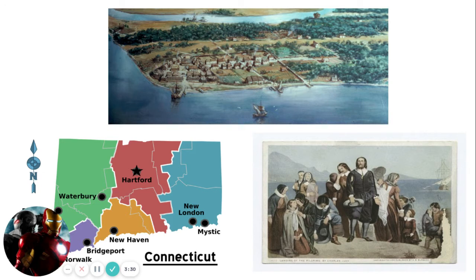And then finally, the first Constitution in America was Connecticut's Fundamental Orders of Connecticut. Of course, Connecticut broke away from Massachusetts, bringing with them a bit of that tradition as well.